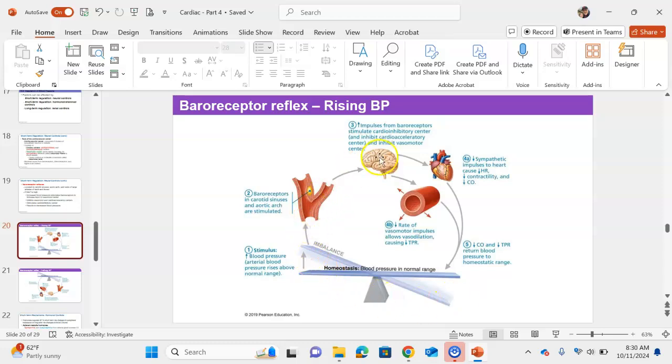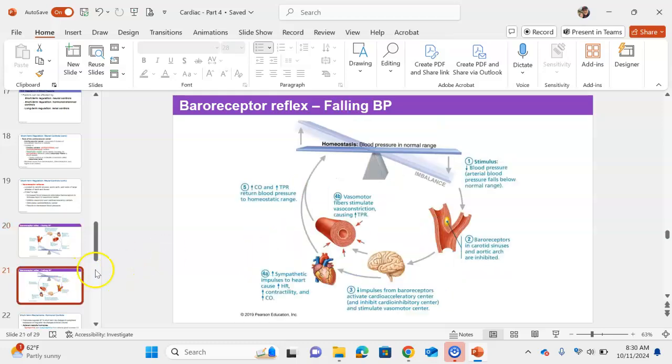Okay, so the baroreceptor reflex for rising blood pressure. The stimulus was blood pressure went up for some reason, and again, it doesn't matter what it is, it just goes up. But the response is that blood pressure goes down. So immediately, whatever the stimulus is, the outcome is going to be just the opposite. And so what you guys have to do is just kind of figure out what happens in between. Okay? Now let's look at the other side of this coin.